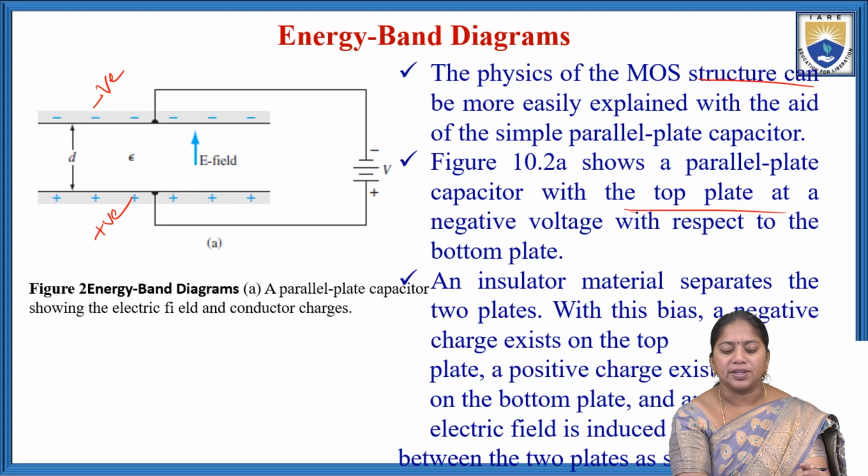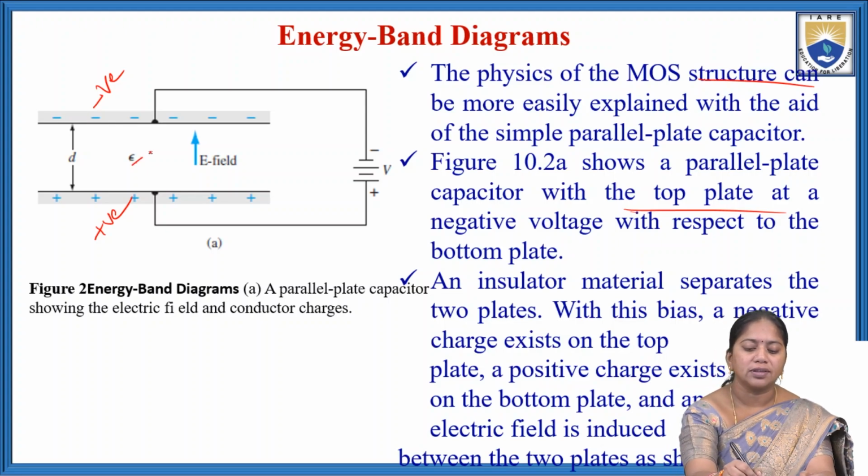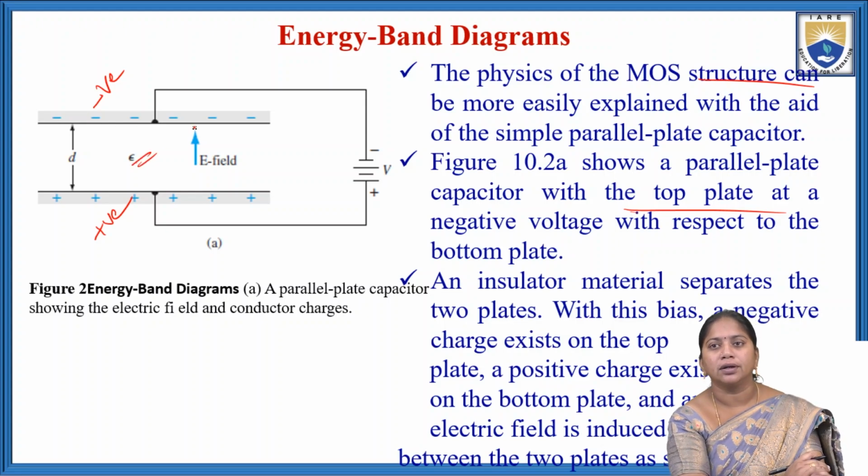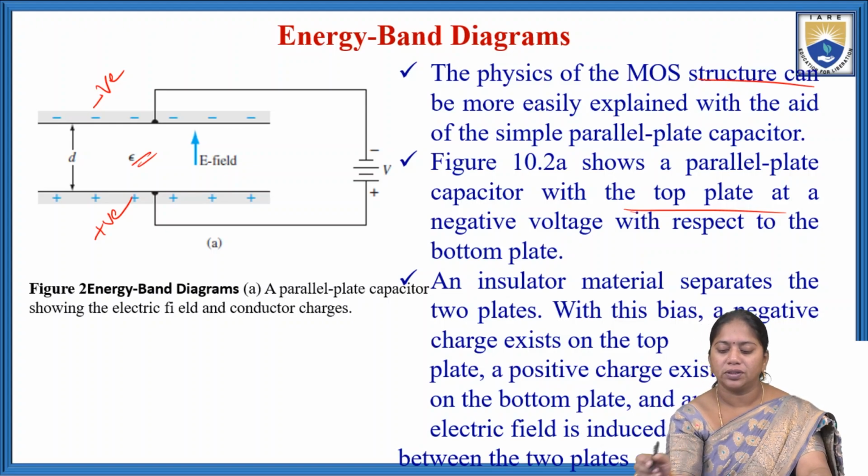D is the distance between the two plates. Epsilon is the permittivity of the dielectric. So the physics of the MOS structure can be easily explained with the help of the simple parallel plate capacitor. The figure shows the parallel plate capacitor with the top plate at a negative voltage with respect to the bottom plate consisting of the positive voltage.